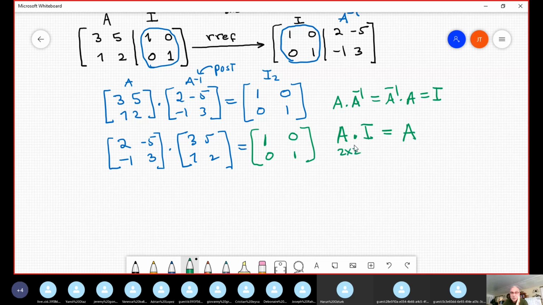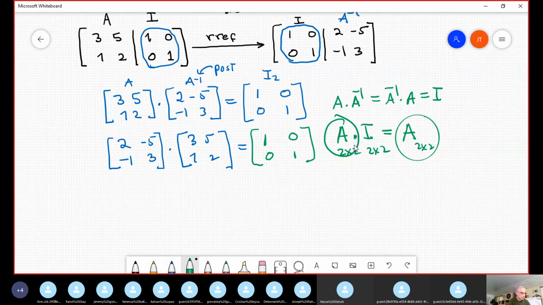Suppose this is 2 by 2, and this is 2 by 2. The answer is exactly the same as the original. When you multiply by the identity matrix, the answer doesn't change. Okay, listen to me. Let's go to GeoGebra to verify whether the thing we are doing is correct or incorrect.